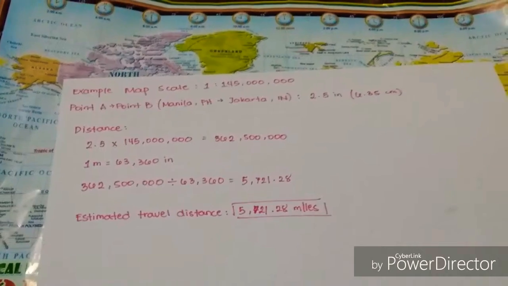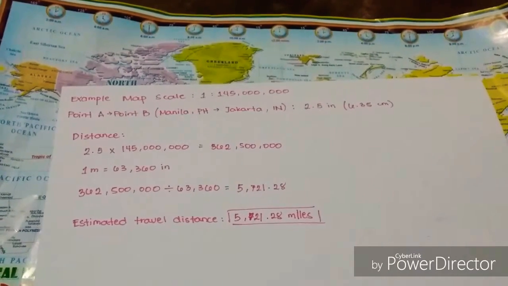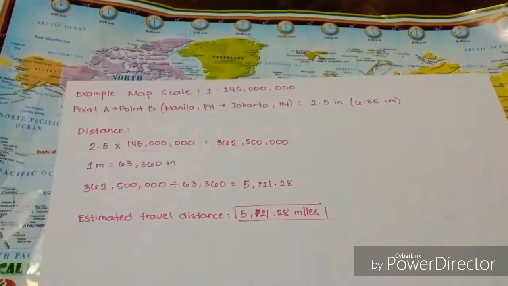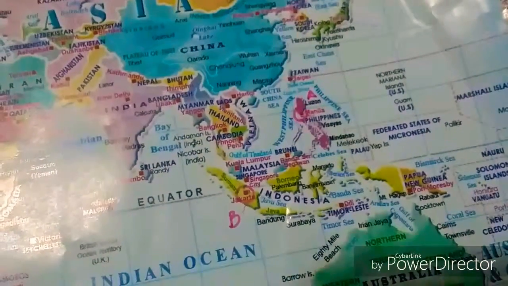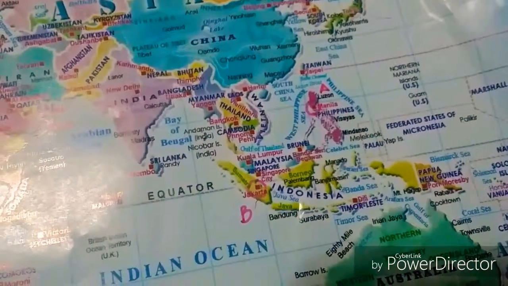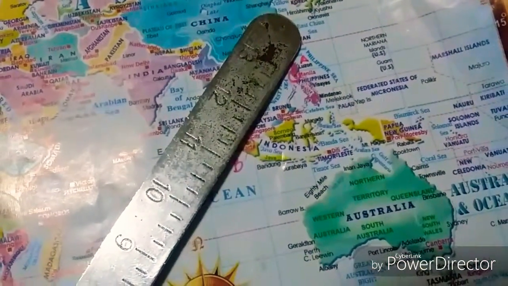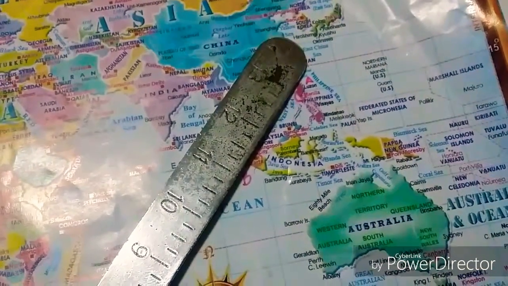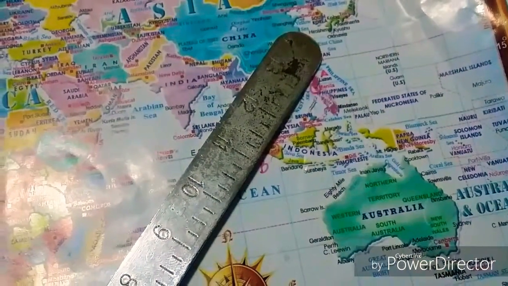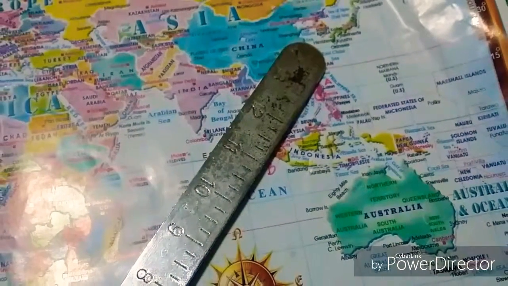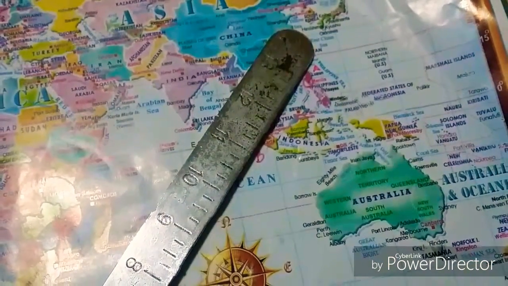In this map, we have 1:150 million. So we're going to use point A and point B, Manila and Jakarta respectively. Here we have point A to point B. What you have to do is take your ruler and you'll have to measure the distance from point A to point B by inches or by centimeters. From point A to point B, Manila to Jakarta, it measures 2.5 inches or 6.35 centimeters.